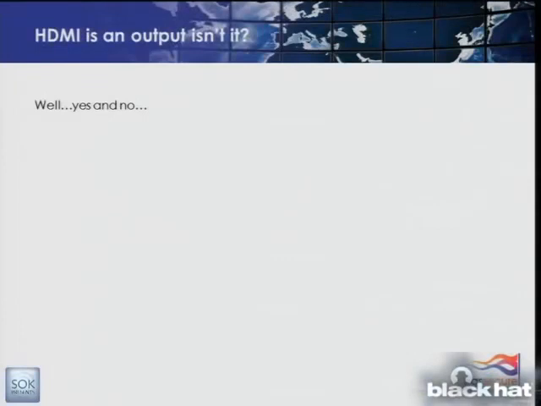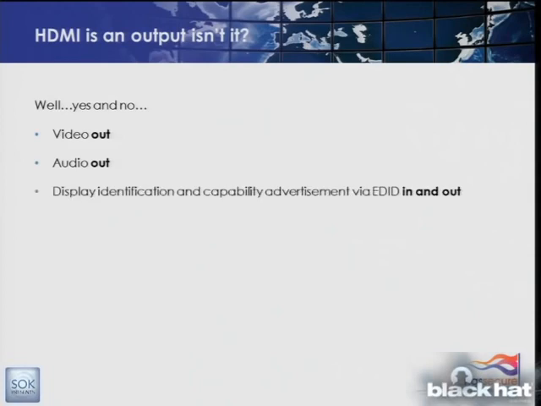So HDMI is an output, right? Well, yes and no. Obviously, it provides video out. That's its primary function, in conjunction with providing audio out. But then it has this ability to provide display information, this display identification and capability data. So allowing the display to tell the host what the capabilities of the monitor are. And that's sent via a protocol called EDID, which we'll talk about in a lot more depth in a minute.